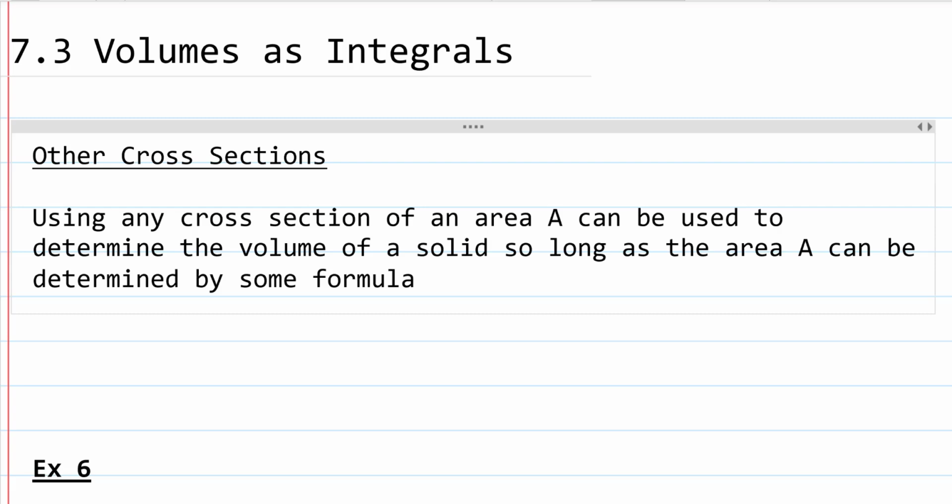Using any cross-sections of an area A can be used to determine the volume of a solid, so long as the area A can be determined by some formula. What this means is we can find the volume of any irregular shape by using any cross-section we want.